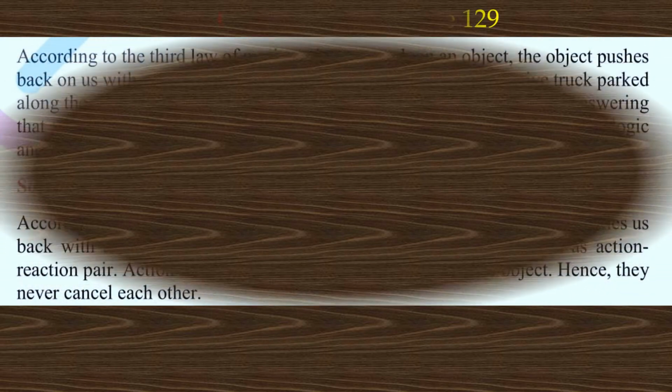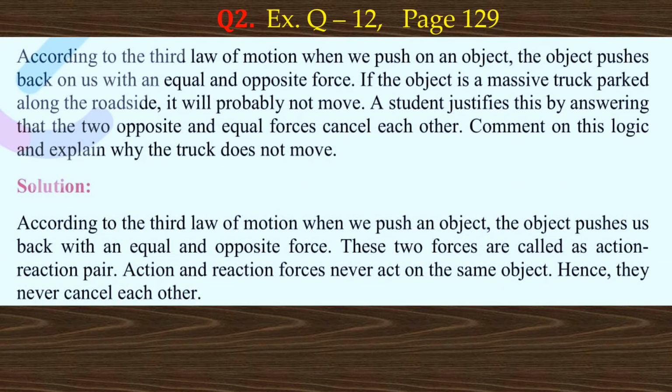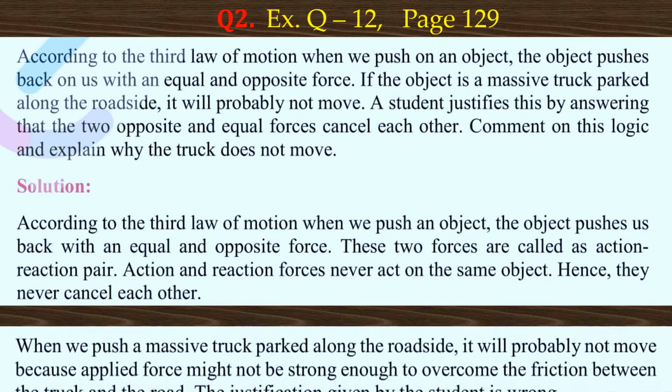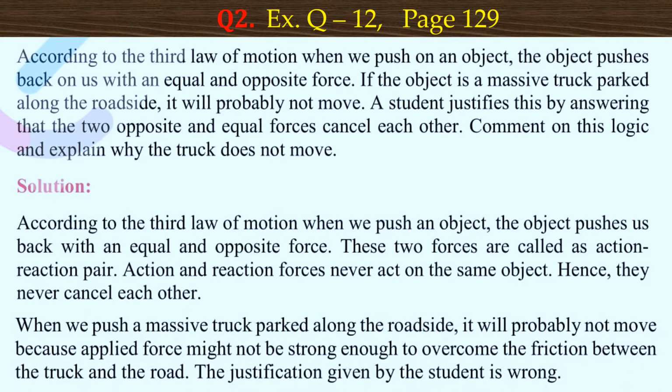Let's see the next question, exercise question number 12, page number 129. According to the third law of motion, when we push on an object, the object pushes back on us with an equal and opposite force. If the object is a massive truck parked along the roadside, it will probably not move. A student justifies this by answering that two equal and opposite forces cancel each other. Comment on this logic and explain why the truck does not move.